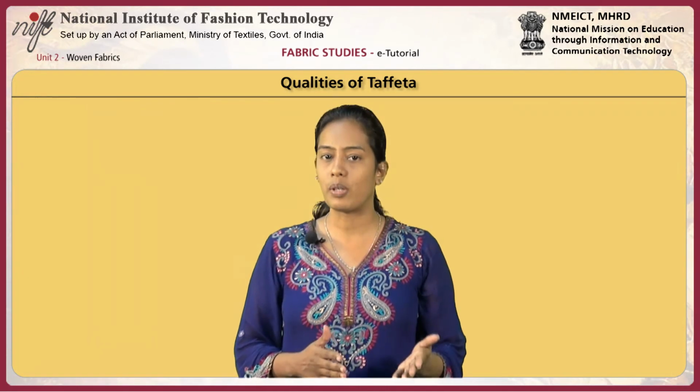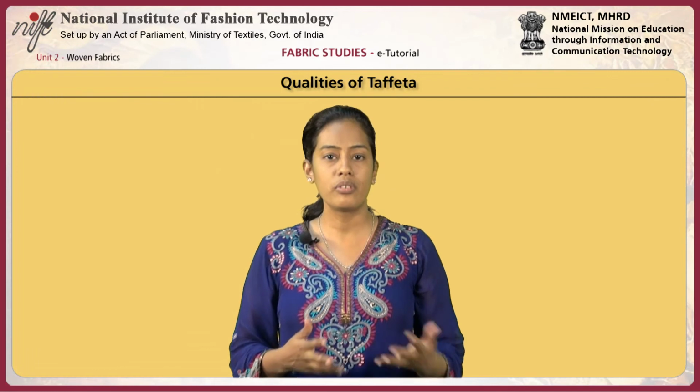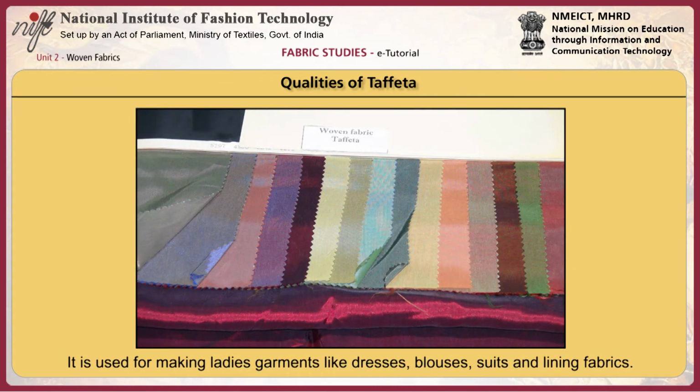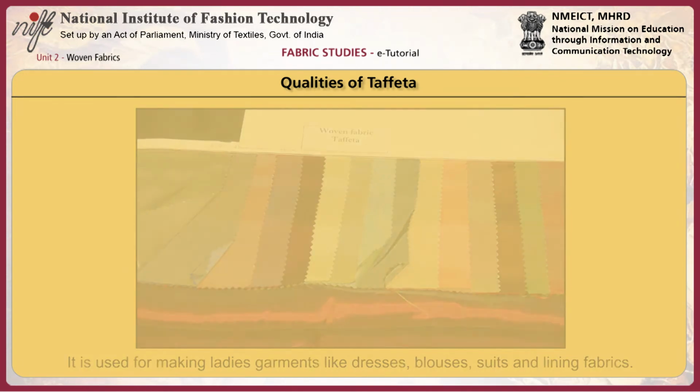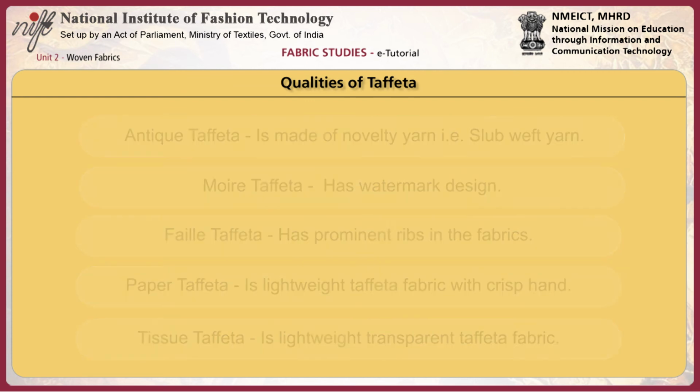Usually, taffeta has almost double the number of warp yarns as weft yarns. The fabric is compact and crisp. The fabric on handling has a slippery rustle. Varieties of taffeta include different colors in the warp and weft direction, giving it a shimmering effect. Taffeta is used for making ladies' garments like dresses, blouses, suits, and lining fabrics. Types of taffeta include antique taffeta, moire taffeta, fairy taffeta, paper taffeta, and tissue taffeta.